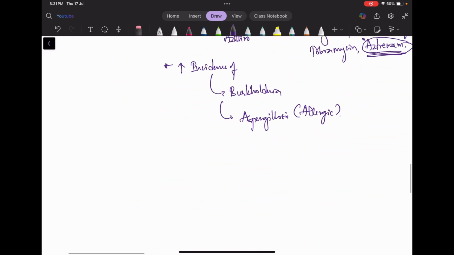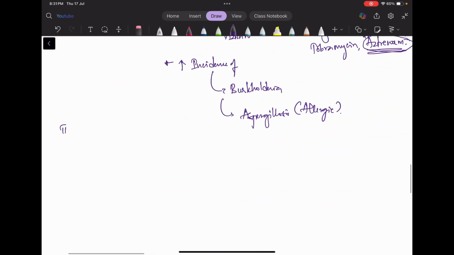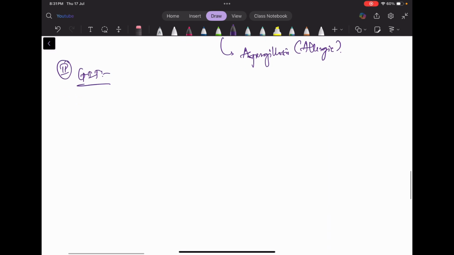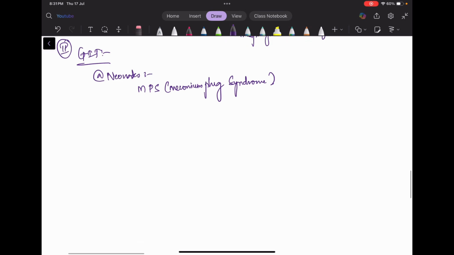Then coming to the GIT section, we'll see the symptoms from GIT. In neonates, it causes meconium plug syndrome. What is meconium? Yeah guys, what is meconium? It is the first stool passed by the neonate, right? Don't get confused about these terminologies. Meconium ileus.